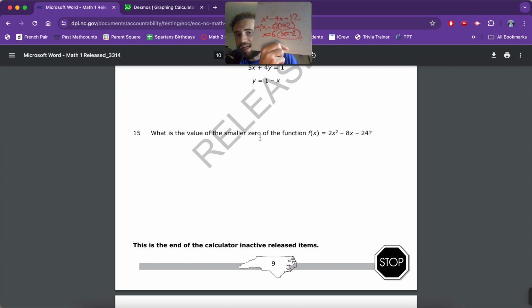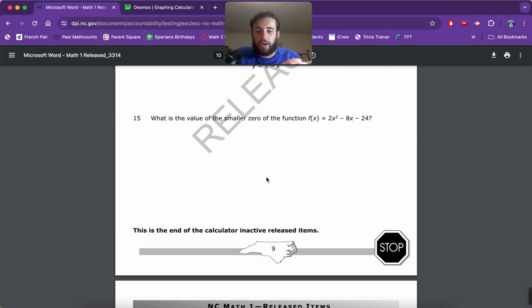But our answer would be x equals -2. That's the smaller of the two zeros. Right. So that would be the end of the calculator inactive part.